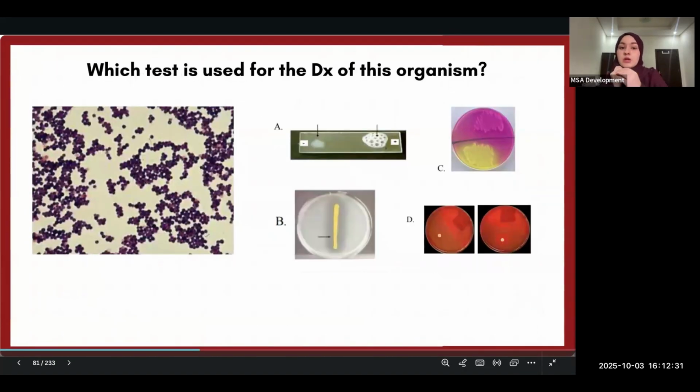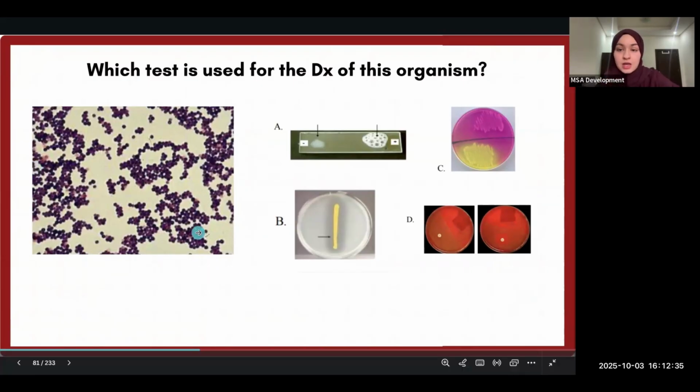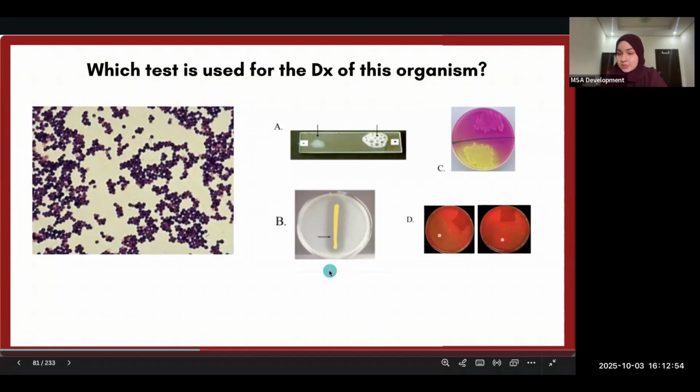Okay, which test is used for the diagnosis of this organism? So this organism here, how would you diagnose it? How would you know exactly what the species is? This tells you that this is gram-positive cocci in clusters. Now I told you, you can either have Staph epidermidis or Staph aureus. So how would you differentiate between them? The catalase test will not help you. They're both positive.